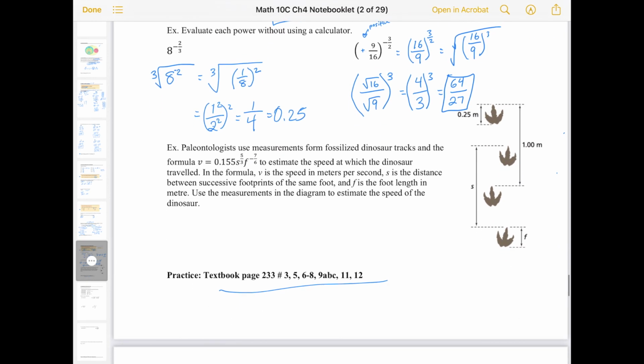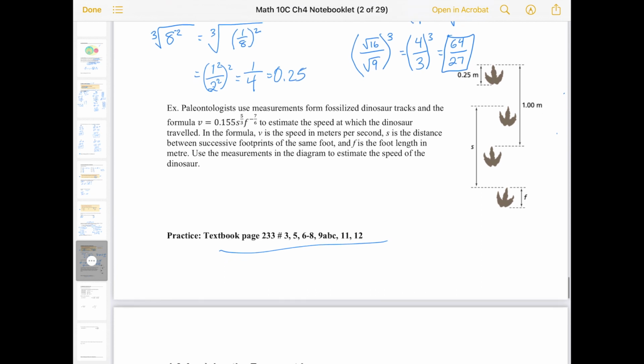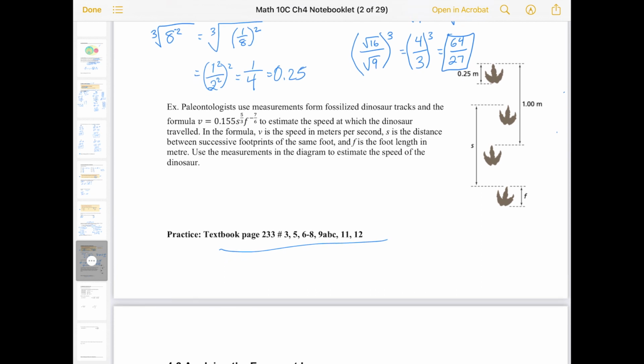All right, so now we've got our word problem here. Paleontologists used measurements from fossilized dinosaur tracks and this funky formula to estimate the speed at which the dinosaur traveled. So in the formula, v is the speed, just like in physics, in meters per second. S is the distance between the successive footprints of the same foot, and F is the foot length in meters. Use the measurements in the diagram to estimate the speed of the dinosaur.